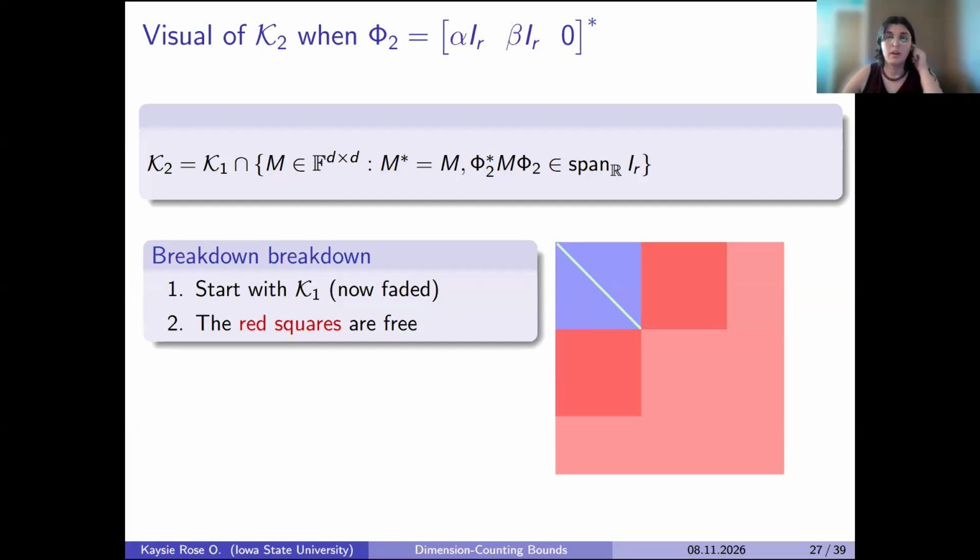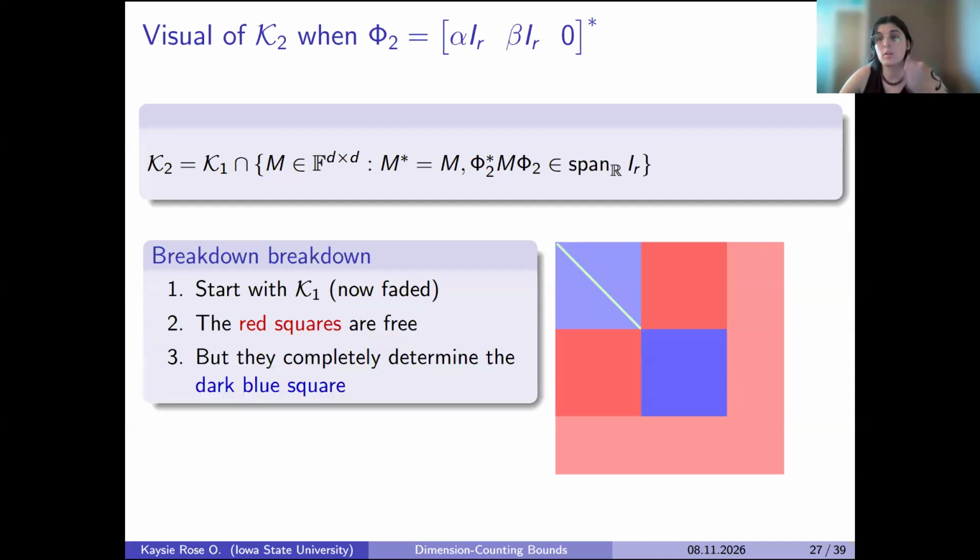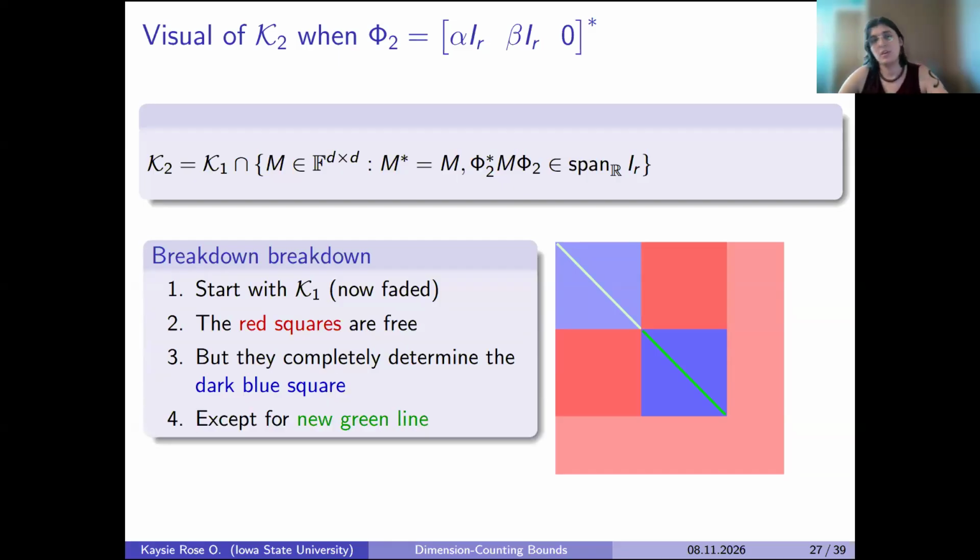These red squares, subject to being Hermitian, are totally free. So you can put whatever you want in those red squares. But if you do the multiplication, they determine the dark blue square. So we subtract the dark blue degrees of freedom, except, just like before, we are allowed to be in the span of the identity. So we add back in a green line. So we actually subtract and then add back in the exact same amount we did in the original.